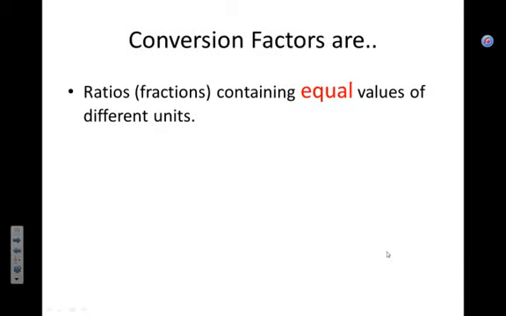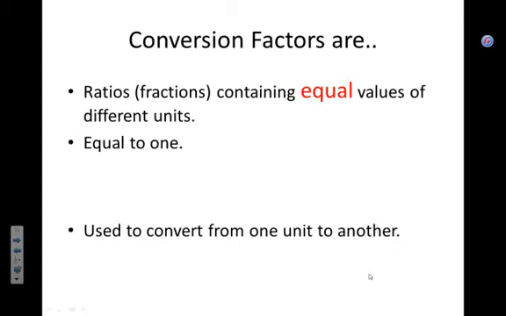Conversion factors are ratios containing equal values of different units. Because they're equal values and you put them in a fraction, they're also equal to 1. So when we multiply by a conversion factor, we're just changing units, not the true value.